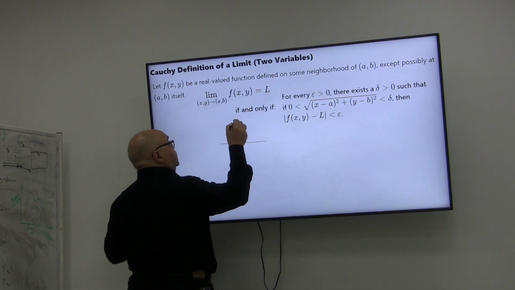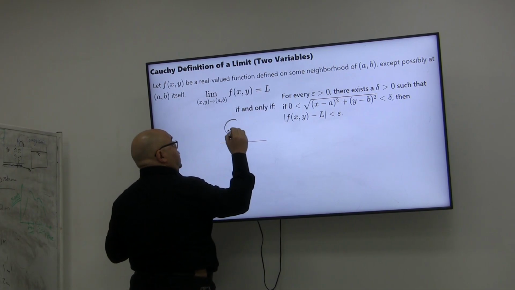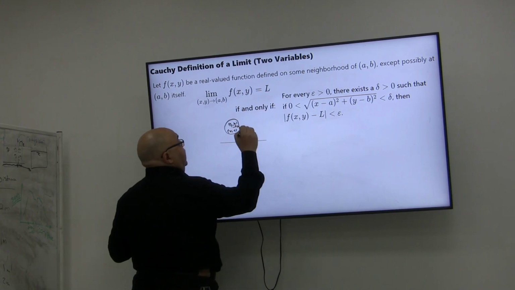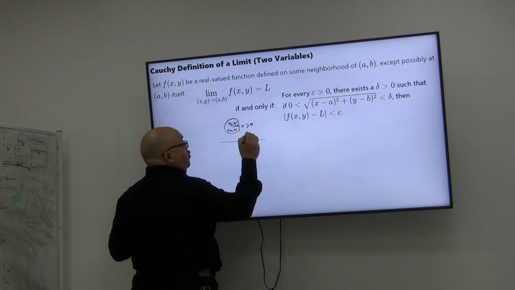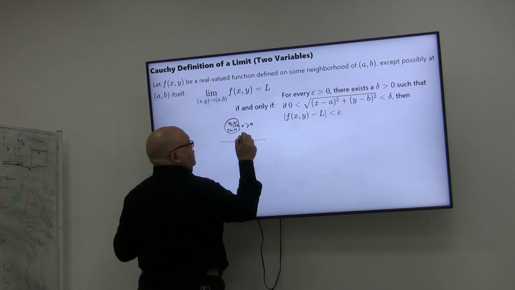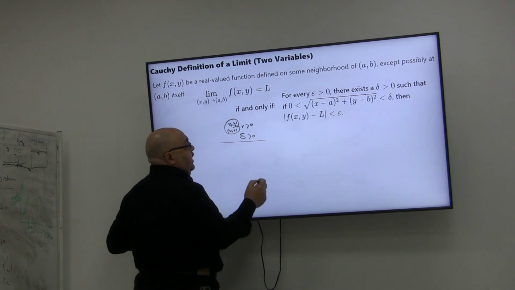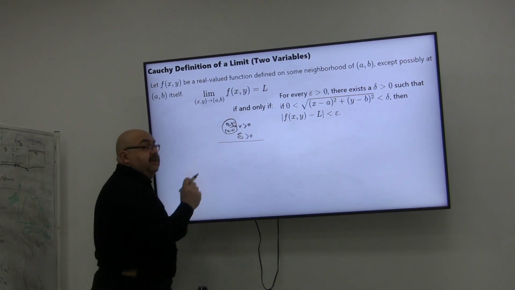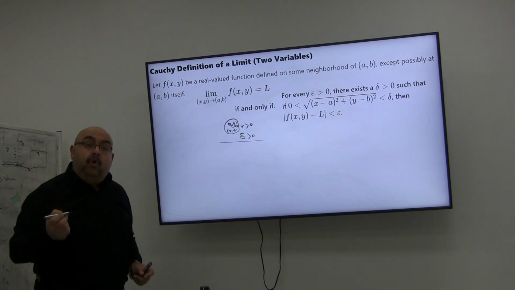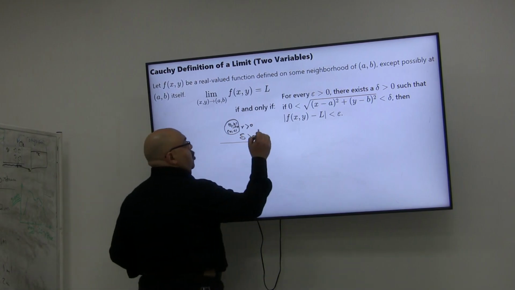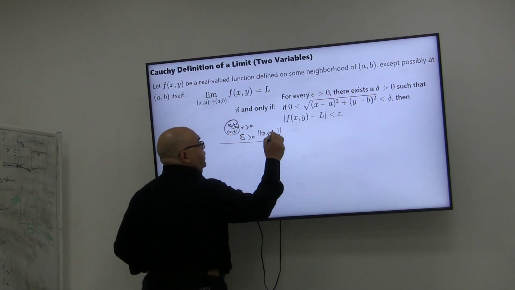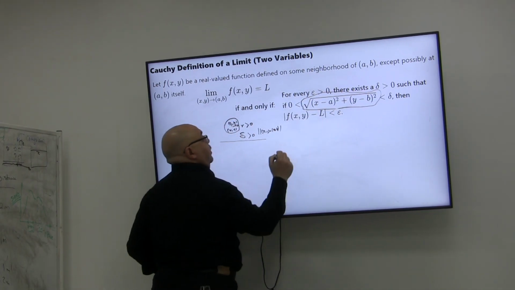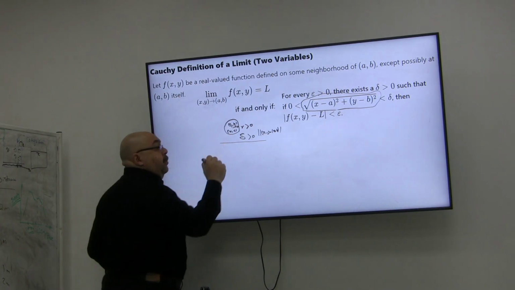Let me put it this way: if I have the point (a, b), and x and y are trying to approach (a, b), this open ball will have a radius r, and the radius in this case must be greater than 0. I will symbolize this radius by delta, which is some value greater than 0. How do we measure the radius of this open ball? Simply by finding the norm of (x, y) minus (a, b). That's the norm we are talking about, so this is the radius of this open ball.